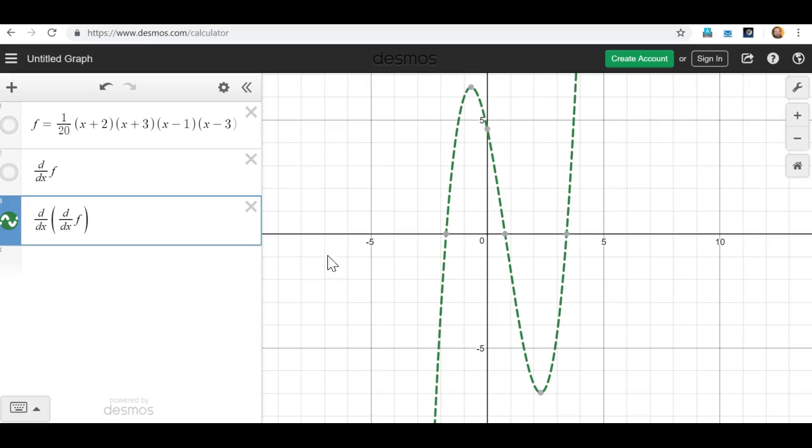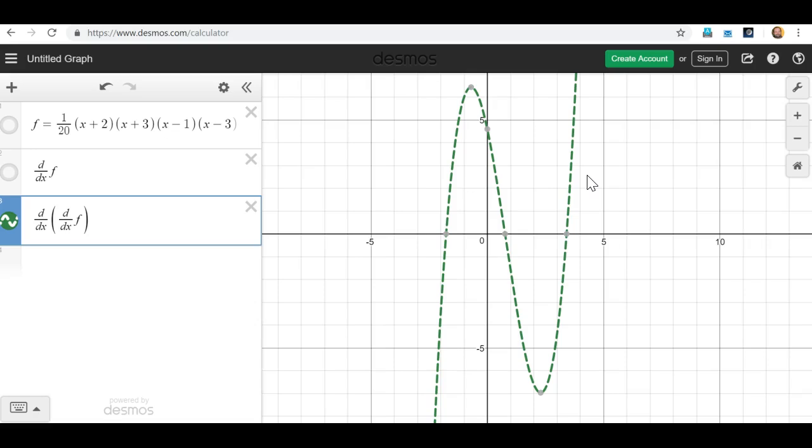Now, the second derivative also says some things about the first derivative. If I look here, the second derivative is negative, which means in that area, the first derivative should be decreasing. Here, the second derivative is positive, which means that the first derivative should be increasing. Here, the first derivative is decreasing, the first derivative is increasing.